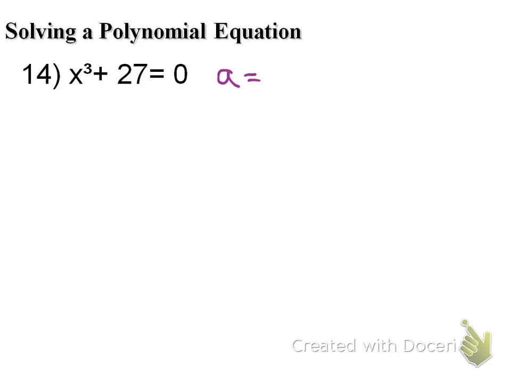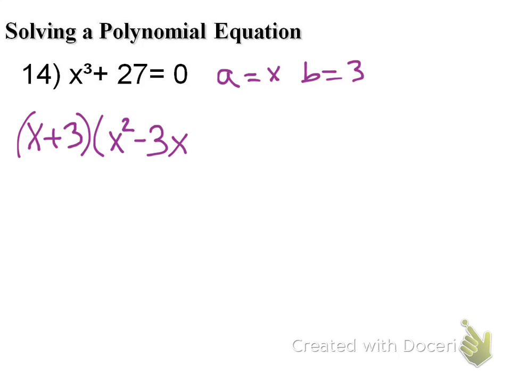These are both numbers cubed. So I have to use that sum of cubes that we learned yesterday. What's the A value here? What's the B value? 3. So I will have x plus 3 because my problem had a plus sign. x squared minus 3x because that second sign is the opposite of what was in your problem. And then plus 9 equals 0.